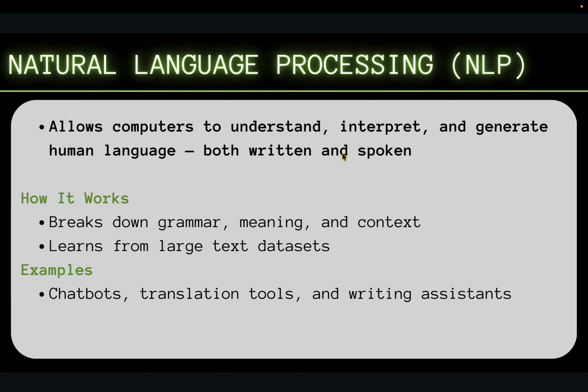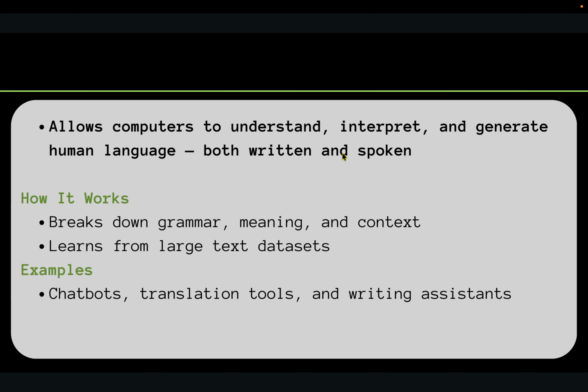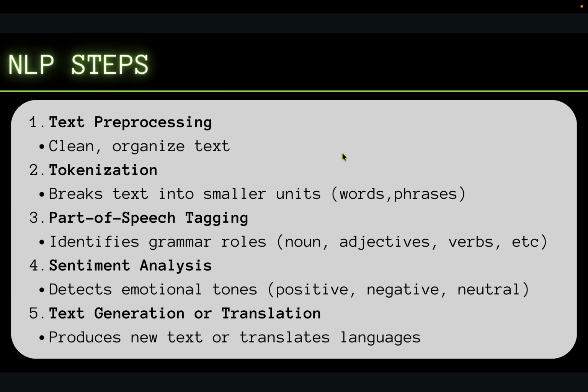Using a large text database, your computer has the ability to understand what you're saying based on its training. Natural language processing is typically used in all of the AI that you are used to, which would be your chatbots, any translation tools, and even writing assistants. So, what are the steps of natural language processing? First, you have text pre-processing, and that's pretty much prepping the text for the training. Then you have tokenization, which is when you're breaking the text into smaller units, like words or phrases.